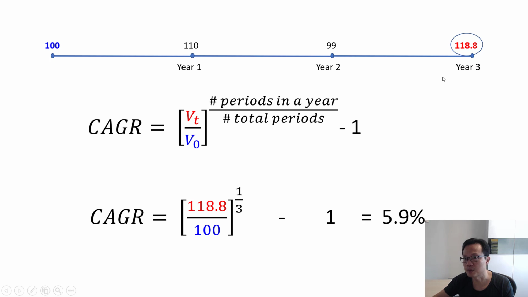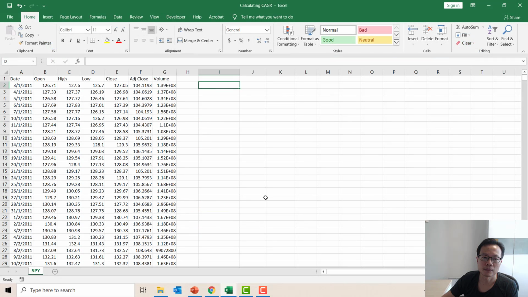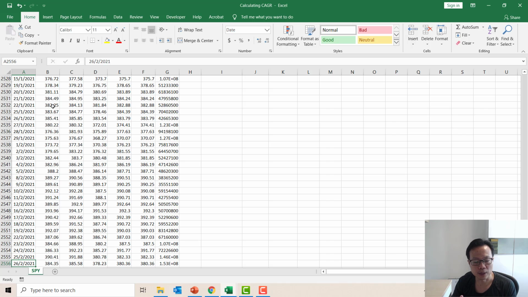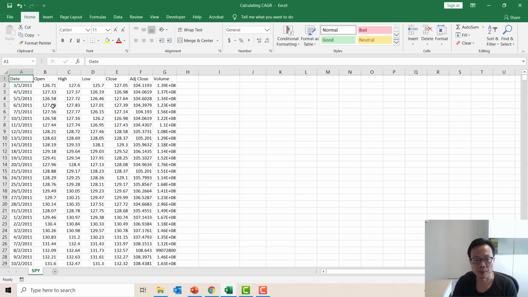Now let's go to the Excel spreadsheet and see how we can work it out. What we have here is the daily price data of the SPY ETF, which I downloaded from Yahoo Finance. We have data starting from the 3rd of January 2011 all the way until the 26th of February 2021. And we're going to calculate the CAGR of SPY using this set of data.